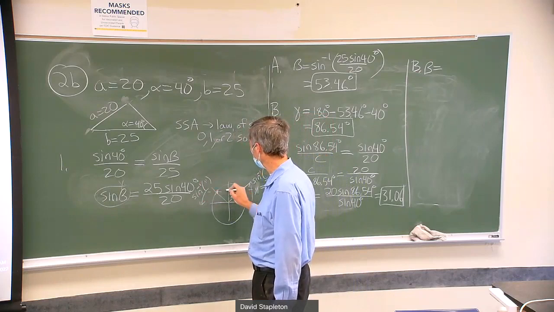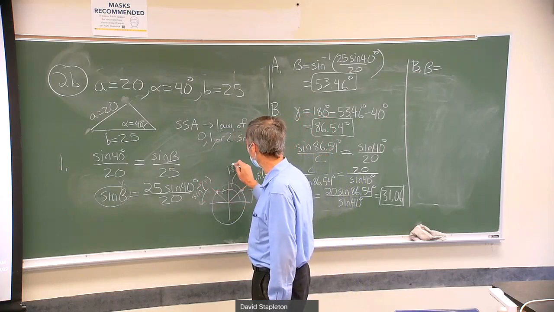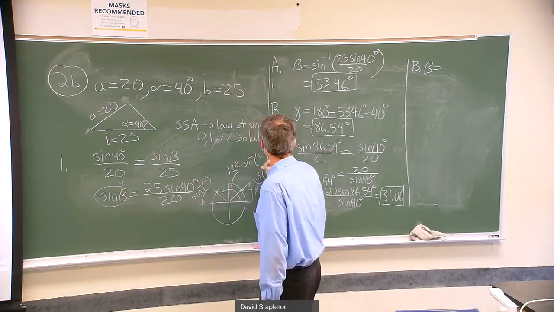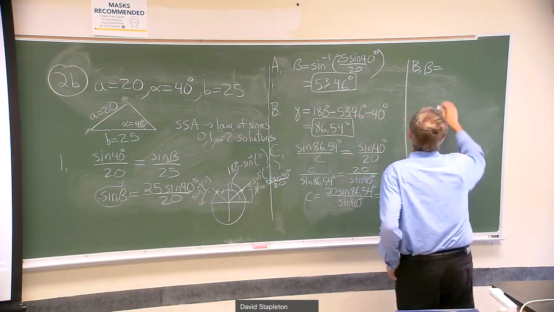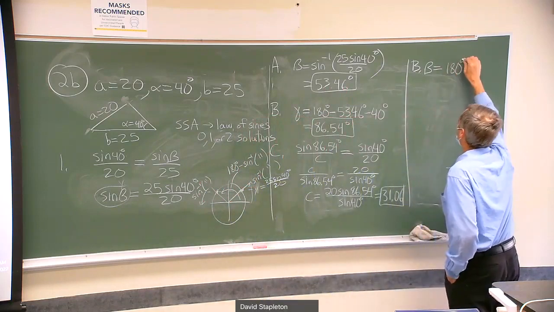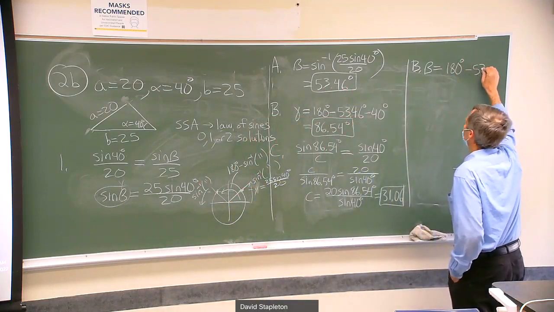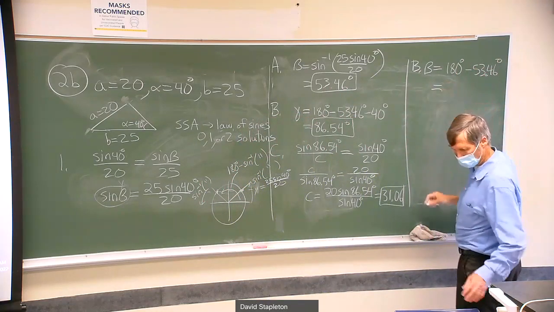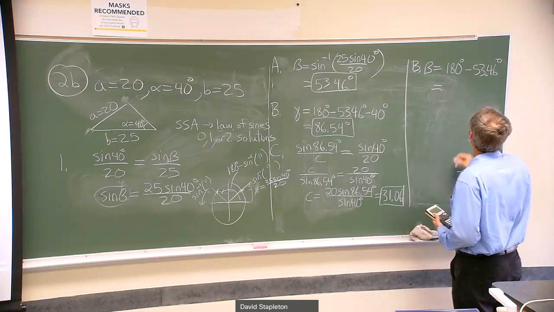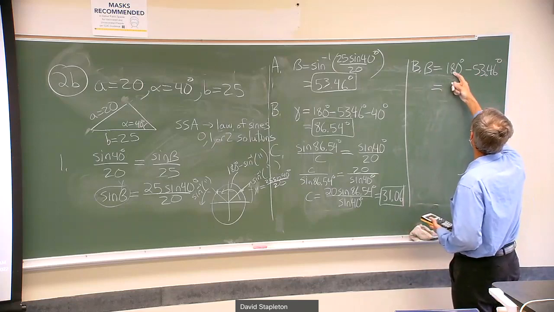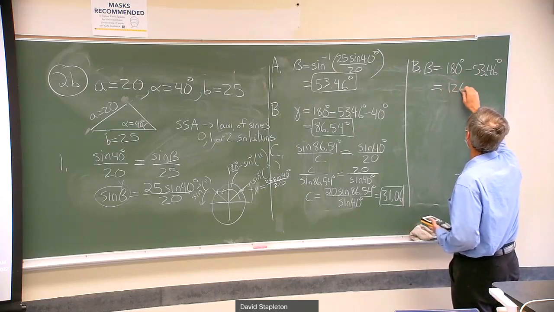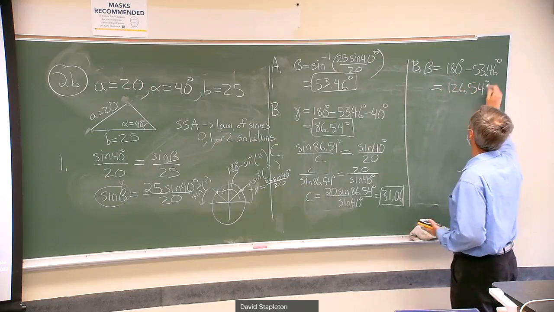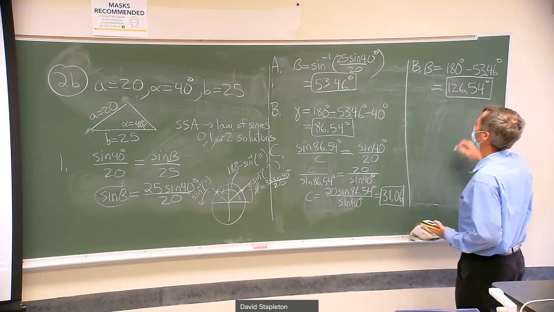And the angle we want right here will be exactly 180 minus the arc sine. So whatever we got here, we just take 180 minus that, and that is our other possibility. 180 minus 53.46 degrees. I should run that on the calculator. Should be 126.54. So there it is, the first angle of the last triangle.